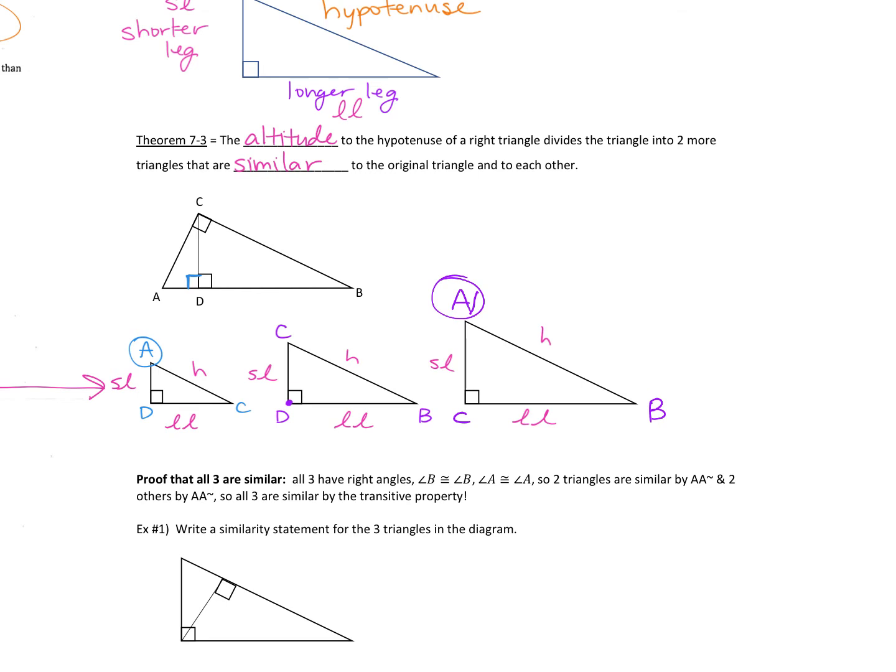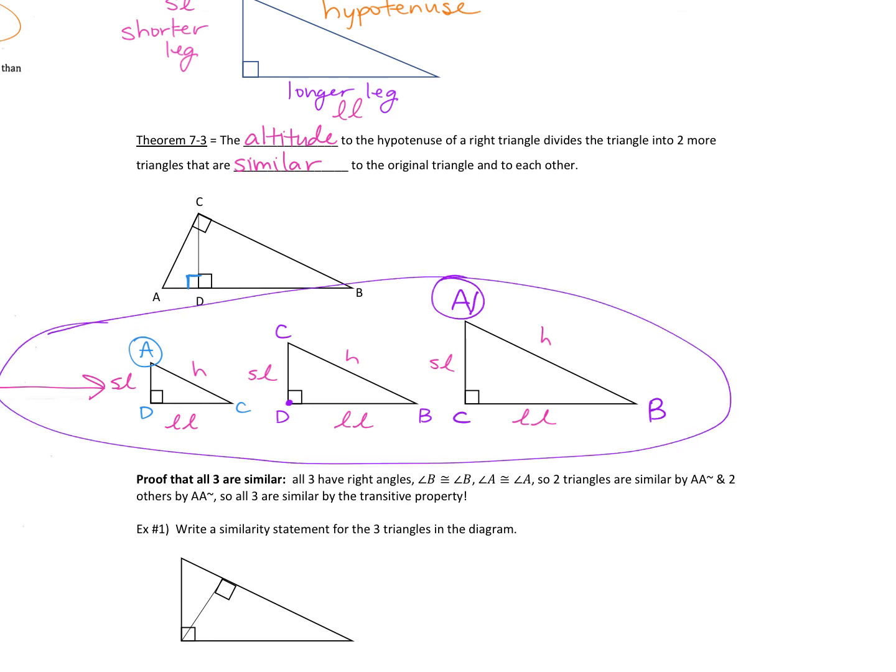So you have these 3 triangles. They're proportional. You can say shorter leg over shorter leg equals longer leg over longer leg, or hypotenuse over hypotenuse equals longer leg over longer leg. And that makes it really nice when you have them drawn like this.